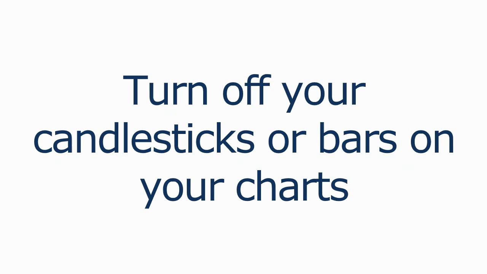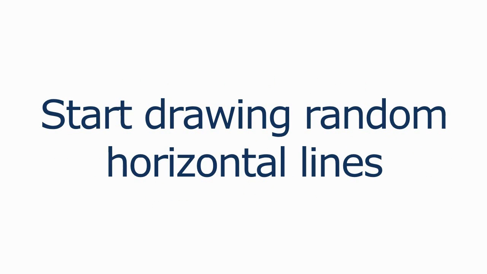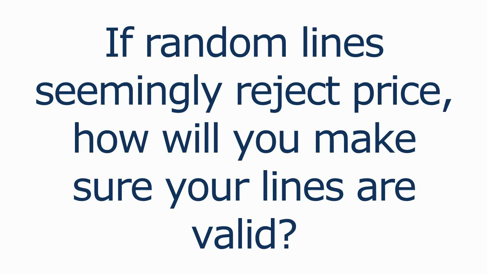Number 1, turn off the candlesticks or the bars in your chart. Number 2, just start drawing random horizontal lines. Number 3, turn your candlesticks or your bars back on. What are you seeing when you look at the chart? Do you see where prices bounced from your random lines? Do you see where price bounced a few times? Do you see where support and resistance even switched roles? Now, if random lines seemingly reject price, how will you make sure your lines are valid?